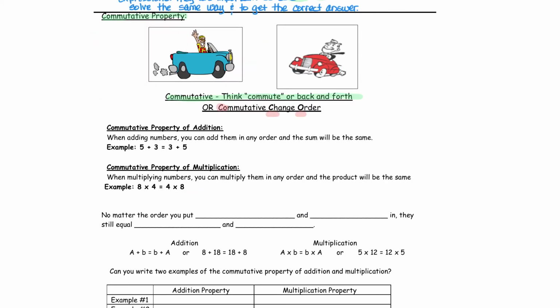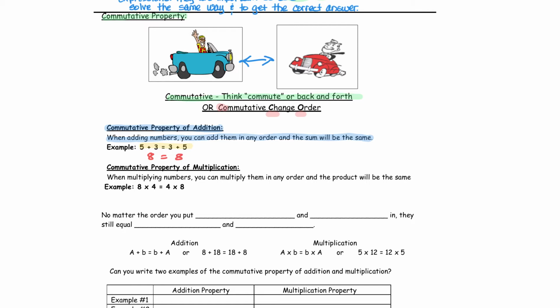So when we think of commuting, we think about going back and forth. Well, that's exactly what the rule for the commutative property actually is. The commutative property of addition says that when adding numbers, you can add them in any order, and the sum, which is the answer to an addition problem, will be the same. So for example, we have 5 plus 3 equals 3 plus 5. Well, literally, if you do the math, you can see that 5 plus 3 is 8, and that is equal to 8. And there's your proof.